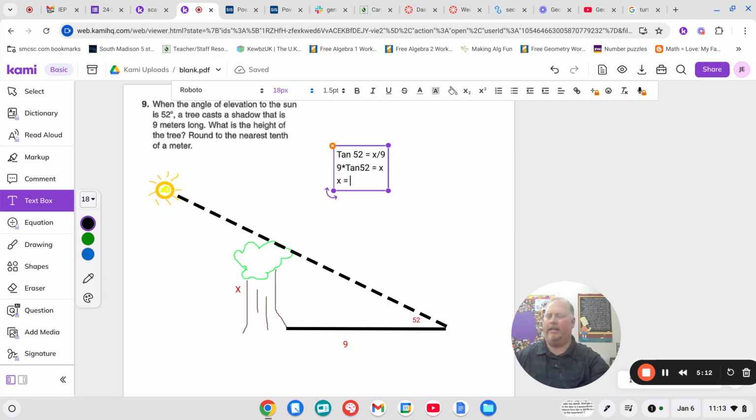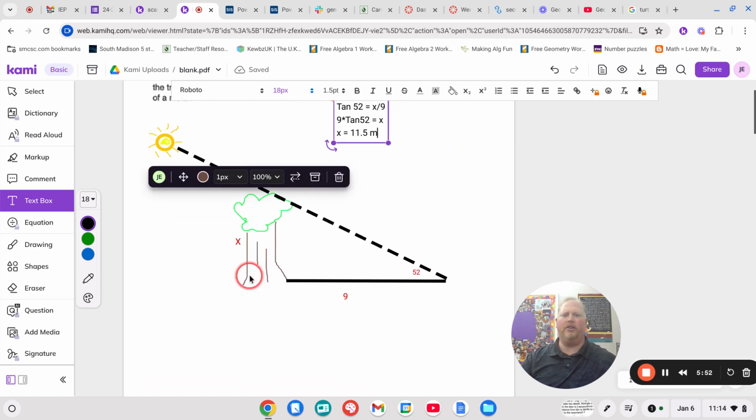And so that's where my handy dandy calculator comes into play. So 9 times the tangent of 52, 11.5. It says round to the nearest tenth of a meter. So yeah, 11.5. Once we get the picture drawn and the information put into the triangle, it's really no different than what we've been doing previously with trig. So there we go. Final answer, that tree is 11.5 meters tall.